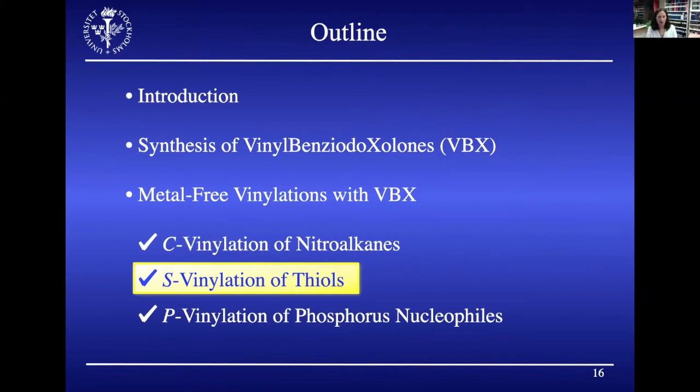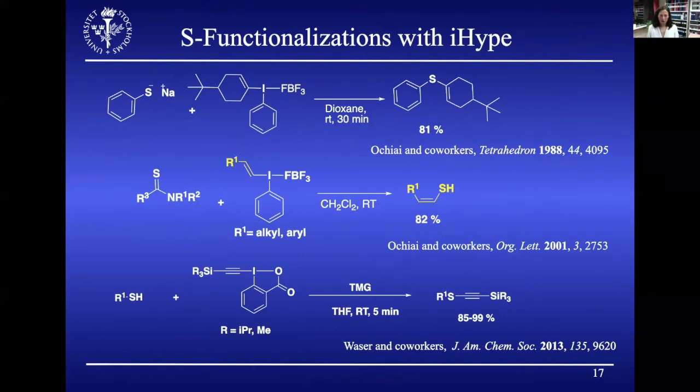So with that, I'll go on to show you a bit in more detail two other projects that we have developed, which is an S-Vinylation and a P-Vinylation. So when we were looking for various targets to try VBX on, we saw that again, Ochiai had done quite a lot of work on S-Vinylations. So you have two examples here. One where he's taking this thiol, already deprotonated, and treated that with this cyclic vinyl iodonium salt and got a nice yield of the vinylated product.